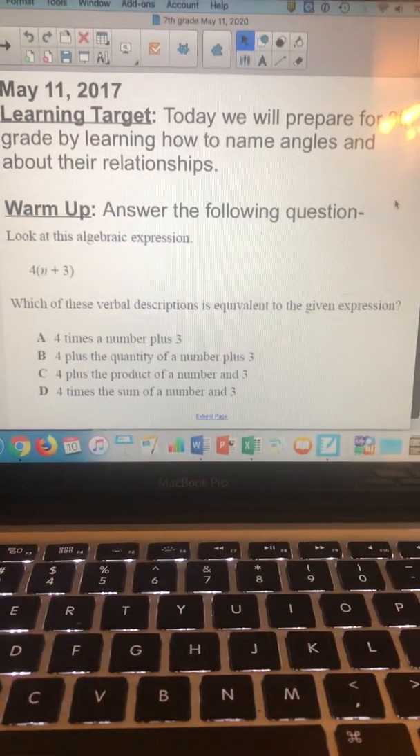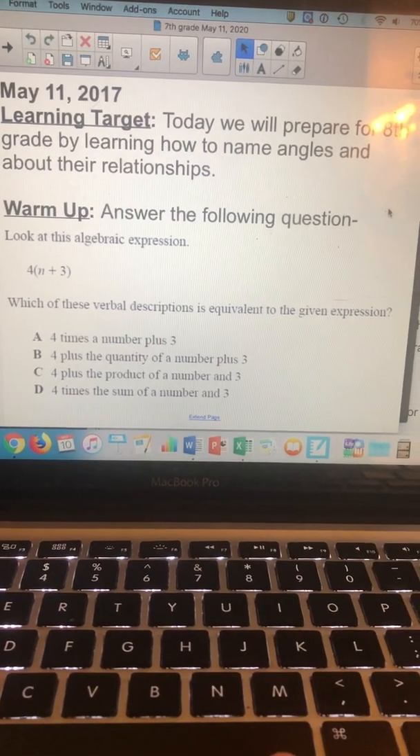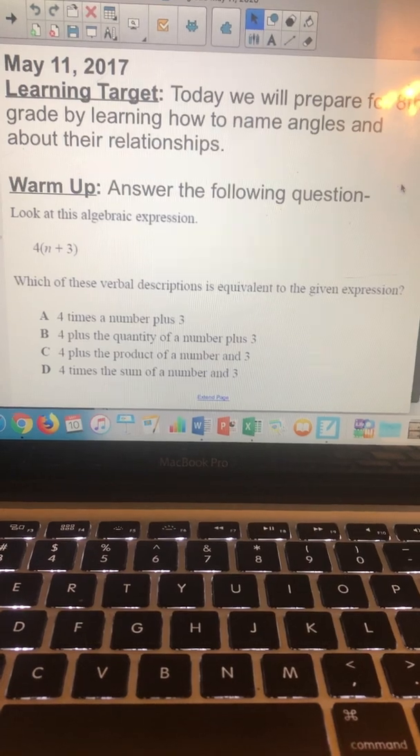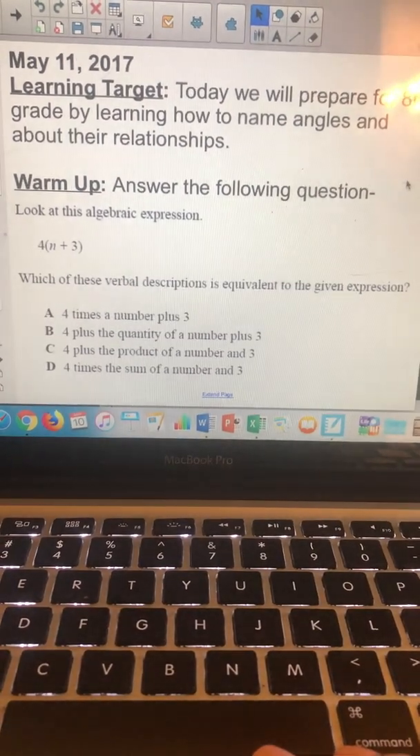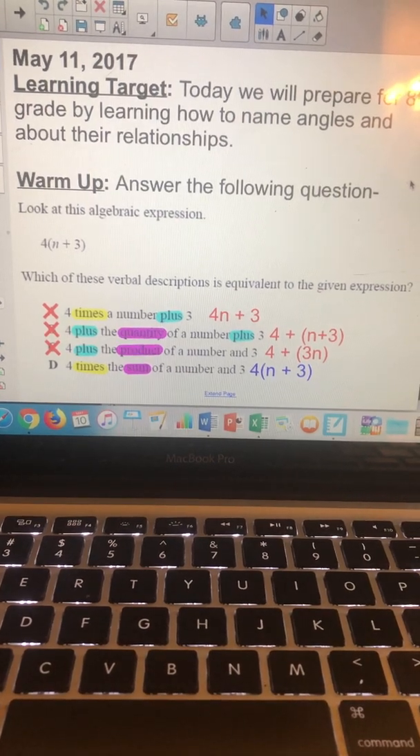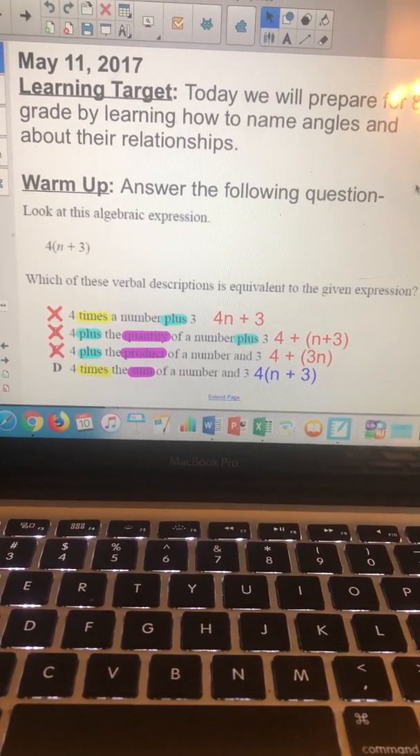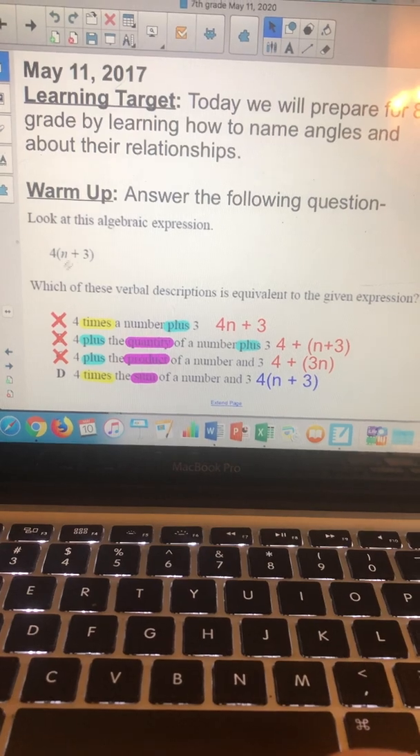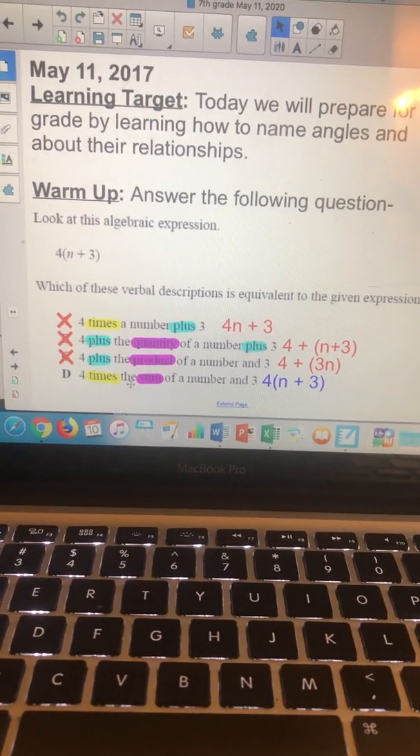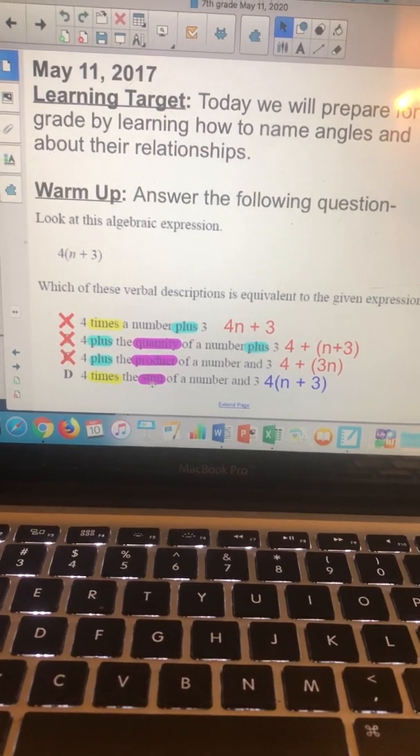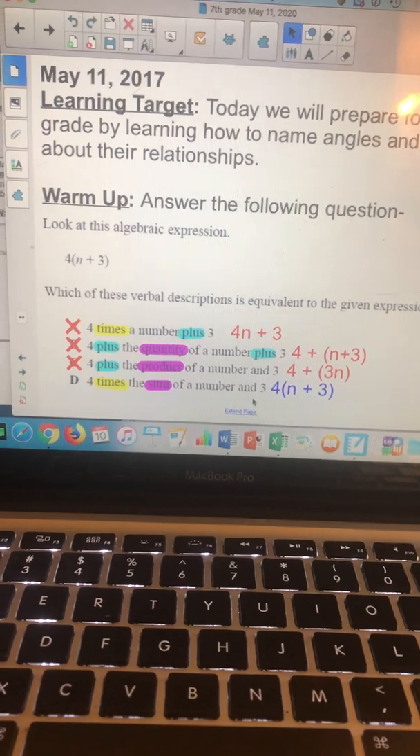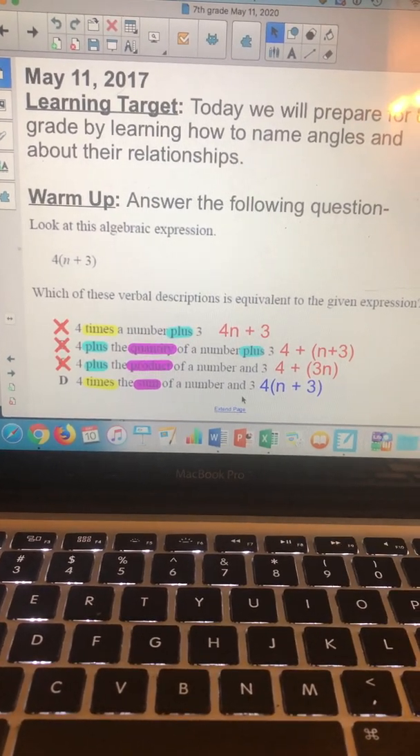Okay, so you have a warm-up. This is just going over, given the algebraic expression, which verbal description is equivalent to the given expression. So using process of elimination, we would be able to eliminate the first 3 because they do not represent the algebraic expression provided, and we would be able to conclude that D is the answer: 4 times the sum, which means that that would have to be in parentheses, of a number n and 3, which is why D is the correct choice.